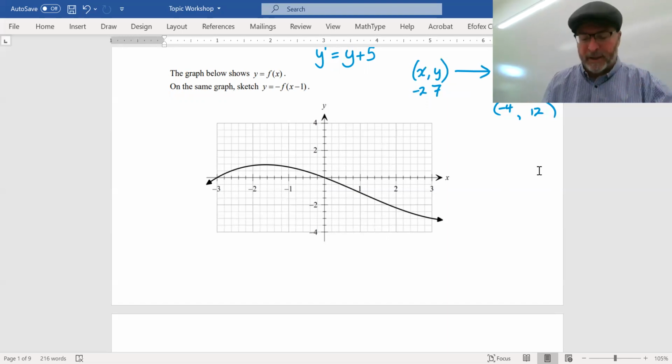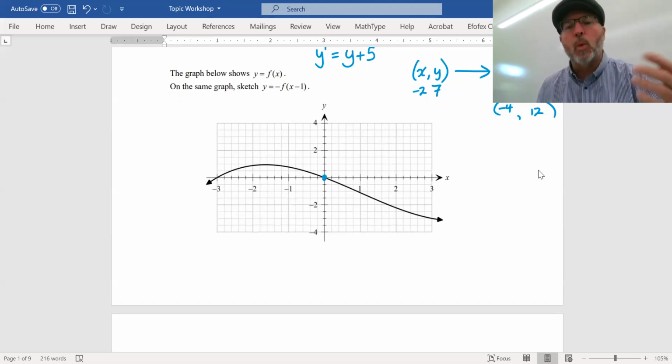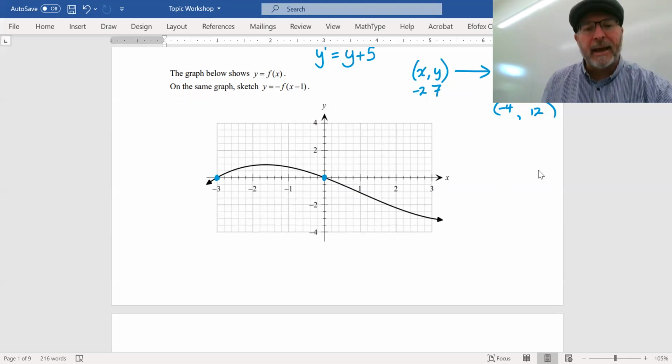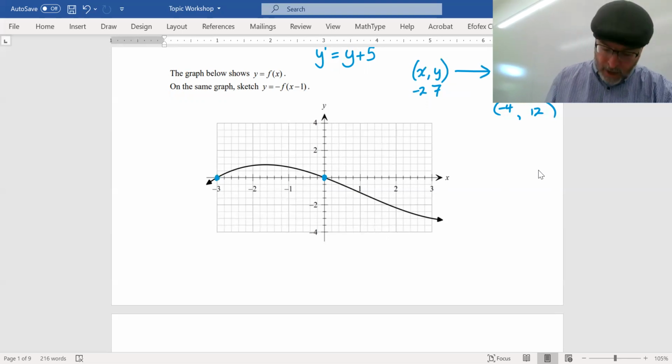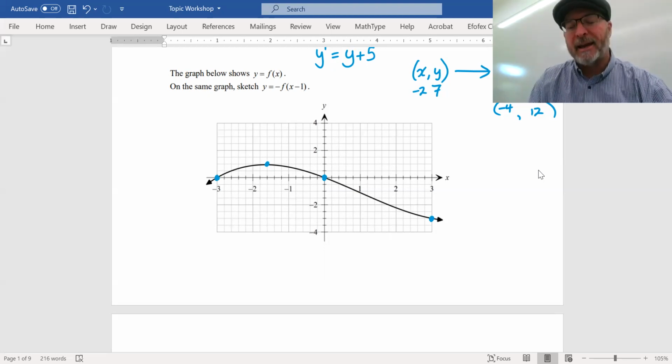A few key points, like this point here that was at the origin, where does that end up? This point here, where does that end up? The point out there at -3. The point on the top of this crest here, maybe there-ish. Where does that end up? And you could pick another point, say there. Where does that end up? And maybe that's enough points to give you an idea of how to get a nice sketch going of what's going on.